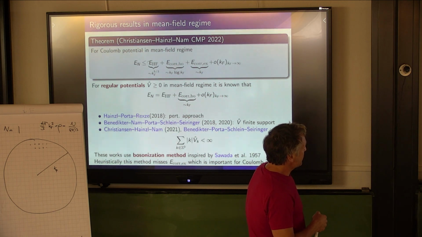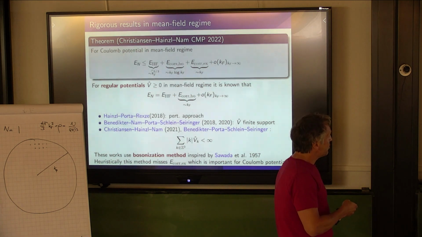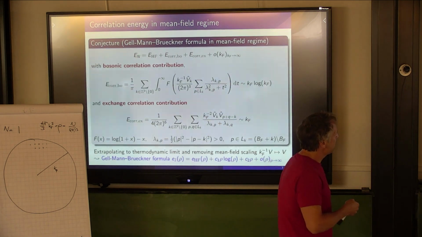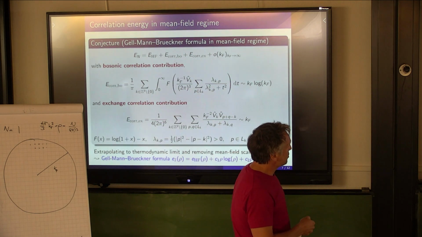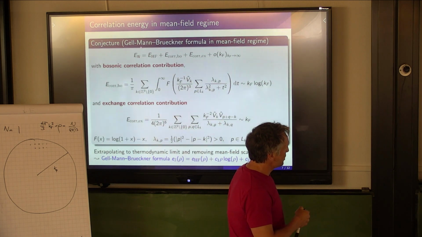And for regular potentials, there was really equality. I will come back to that later, but you might wonder, if I consider this slide here, that there was already something proven. So now the conjecture is formulated so that we basically translate what Gell-Mann and Brueckner did.